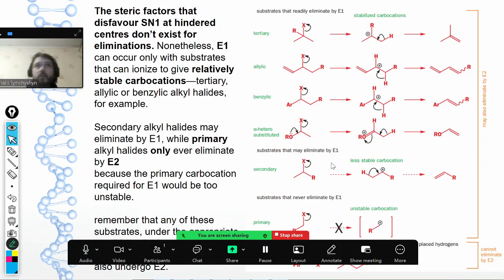The steric factors that disfavor SN1 at hindered centers don't exist for eliminations. Nonetheless, E1 can occur only with substrates that can ionize to give relatively stable carbocations, so tertiary, allylic, or benzylic alkyl halides, for example.